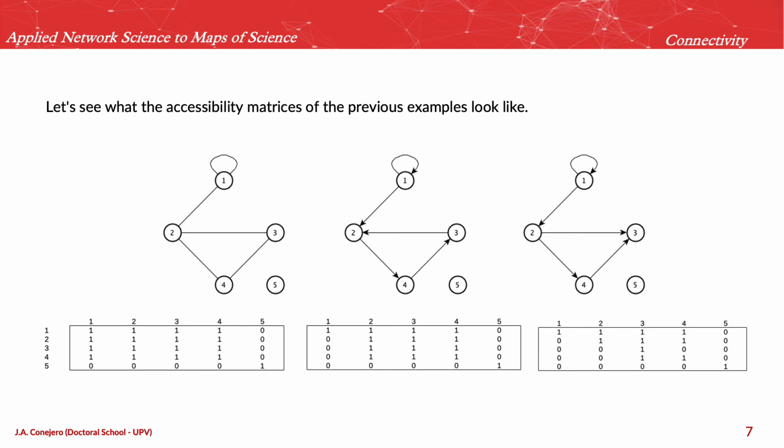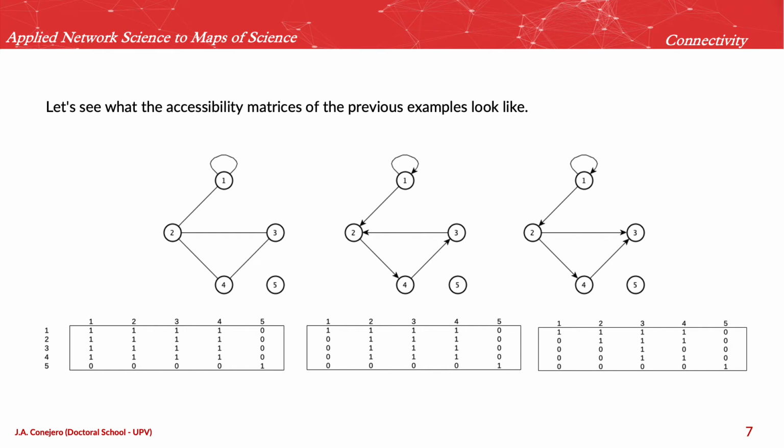So we have a 1 in the position 5, 5, but the rest of the 5th row and column is zeros. In the second case, from 1 we can go to 2, 3, and 4, and from 2 we can go to 4, 3, and return to 2, of course, but we cannot return to 1 from these last 3 nodes. So we cannot complete a full block of ones with these 4 nodes. We just have a block of ones with nodes 2, 3, and 4, and 1 is connected to the rest, but not in the reverse sense.